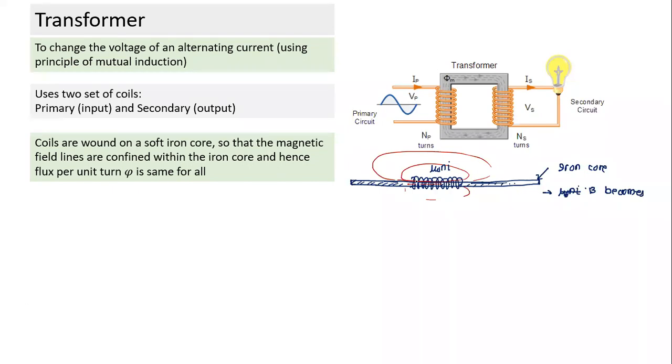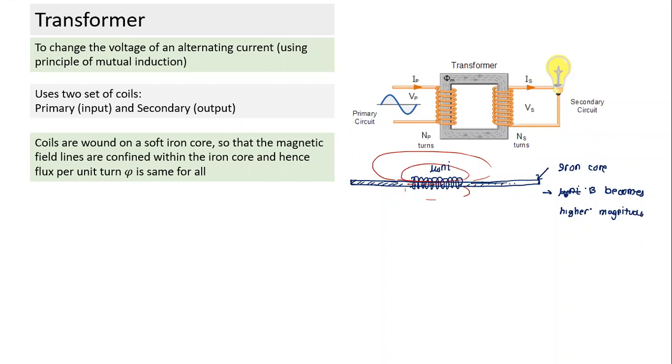B becomes higher. So if earlier we drew 10 field lines inside the solenoid, the moment I place an iron core here, it will become hundreds of field lines. So B becomes of higher magnitude. And one more thing happens here.